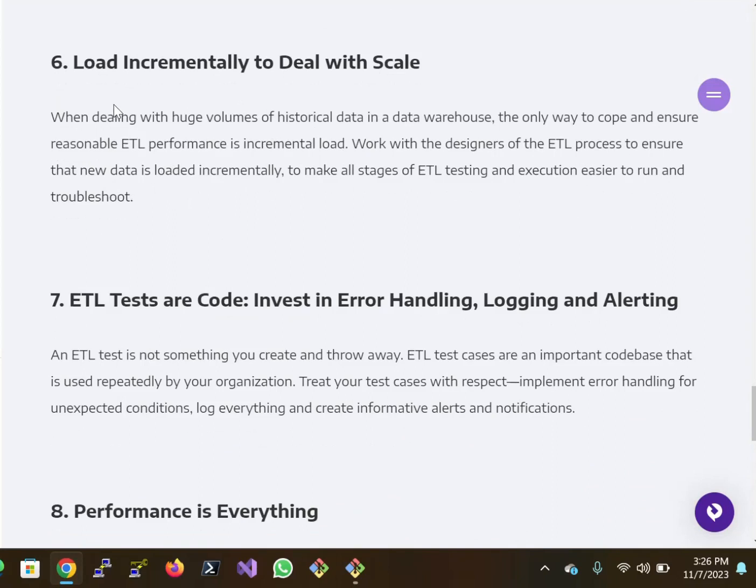The sixth tip is load incrementally to deal with scale. When dealing with huge volumes of historical data in a data warehouse, the only way to cope and ensure reasonable ETL performance is incremental load. Work with the designers of the ETL process to ensure that new data is loaded incrementally to make all stages of ETL testing and execution easier to run and troubleshoot.